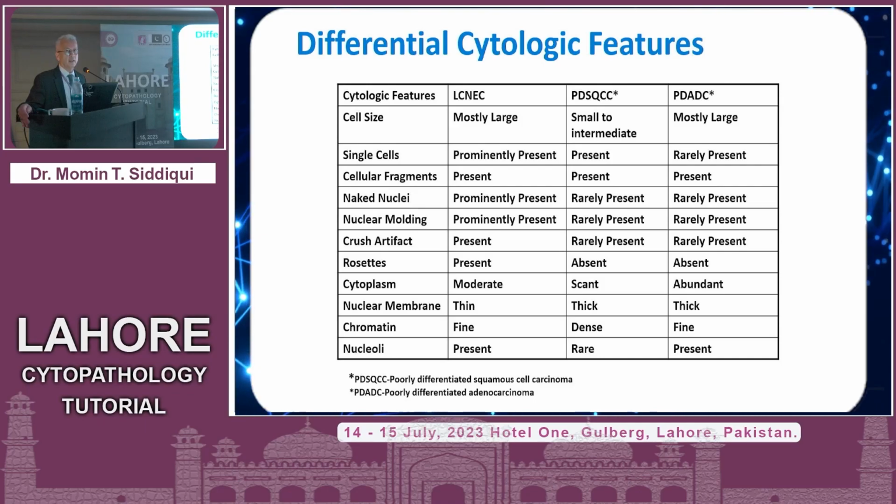So there comes into play neuroendocrine IHC markers, and if you apply those and most of your tumor cells stain positive for synaptophysin, you can comfortably make a call of a large cell neuroendocrine carcinoma.